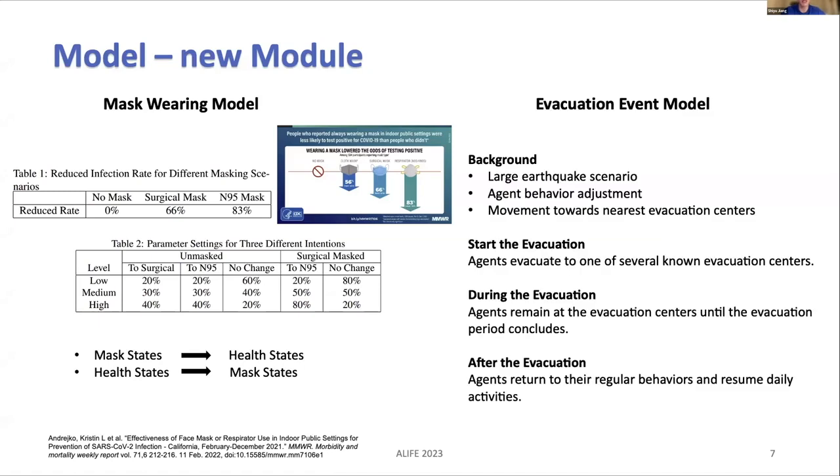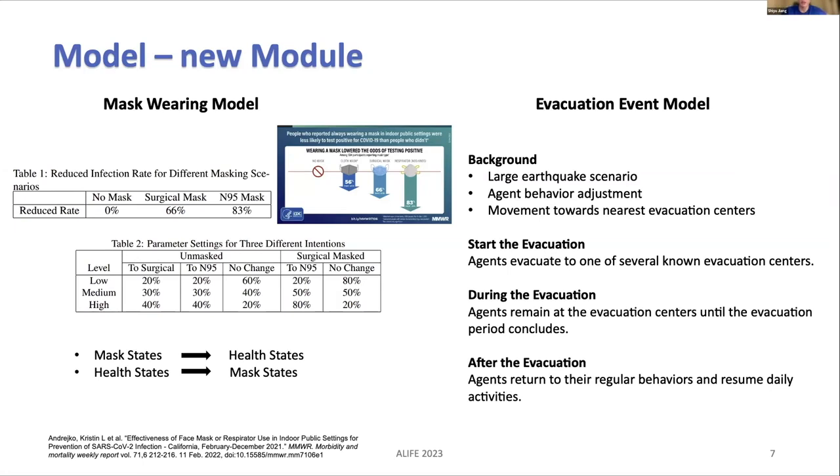The second model is the evacuation event model. Basically, we are considering a large earthquake scenario, in which case every agent or most of the agents will change their behavior and move to the nearest evacuation centers. In this case, the behavior will be changed on the population level, and the disease spread will also have some influence. So we are going to investigate the disease spread in such a scenario.